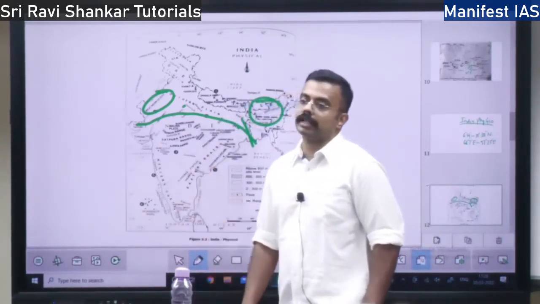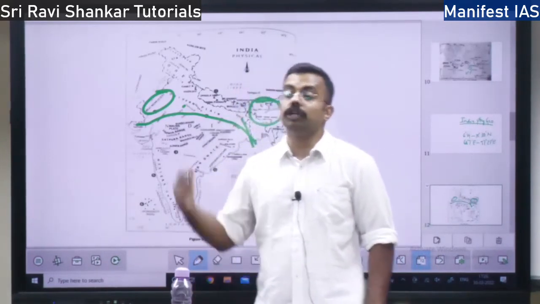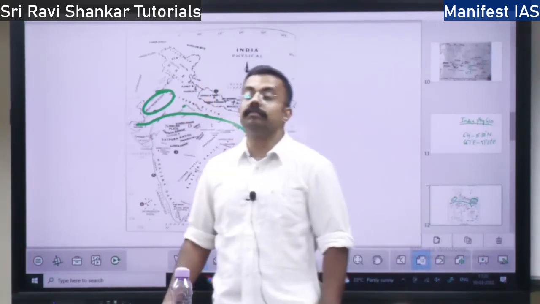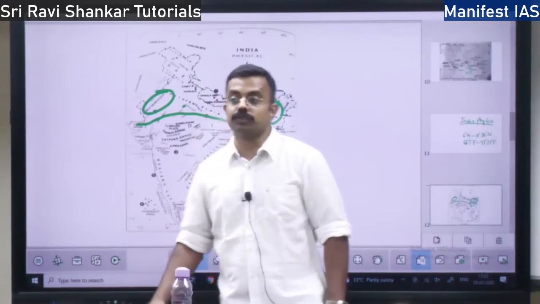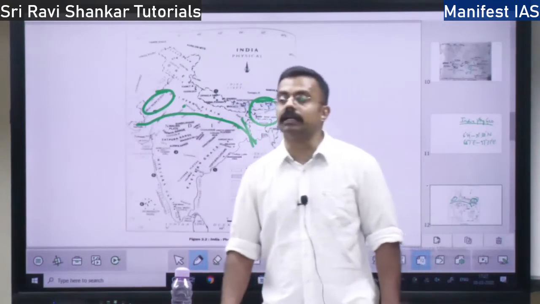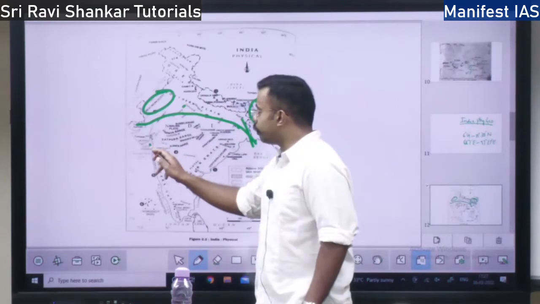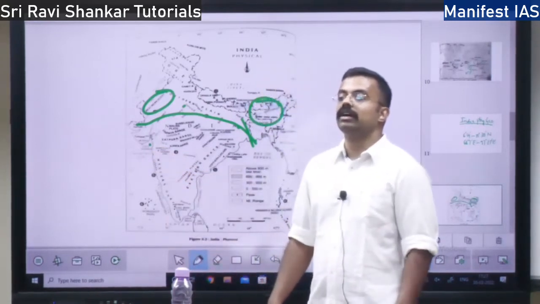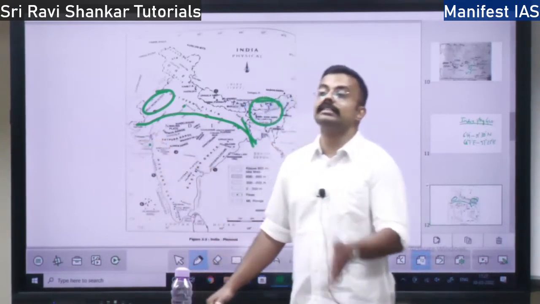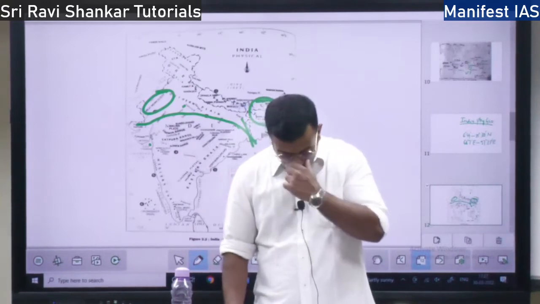So this peninsular block has existed since the Cambrian period. I've told you eon, era, period, epoch, right? In physical geography. So this belongs to the pre-Cambrian age. Sorry, Cambrian period. Peninsular block. And this west coast, this part is submerged within the ocean. So they say this Dwarka is submerged. Dwarka, city of Dwarka. Okay.